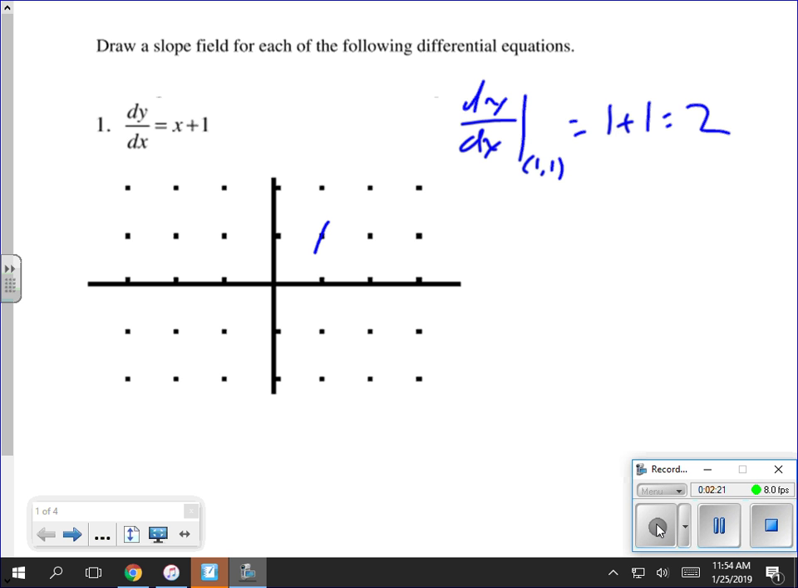So, pick another point. I'm going to do the point (2, 1). So dy/dx at the point (2, 1) is 2 plus 1, which is 3. So I have a slope of 3.